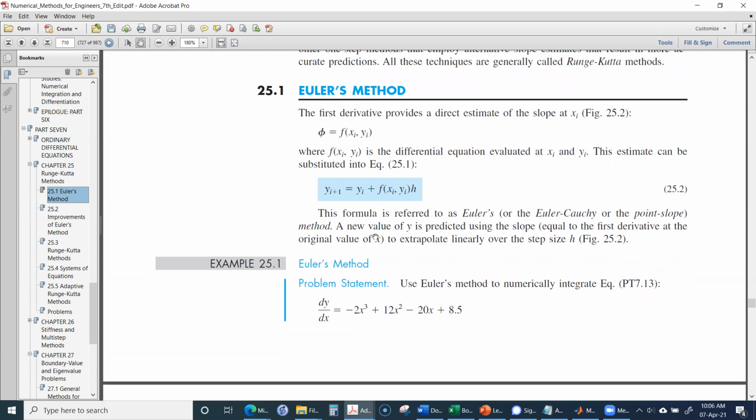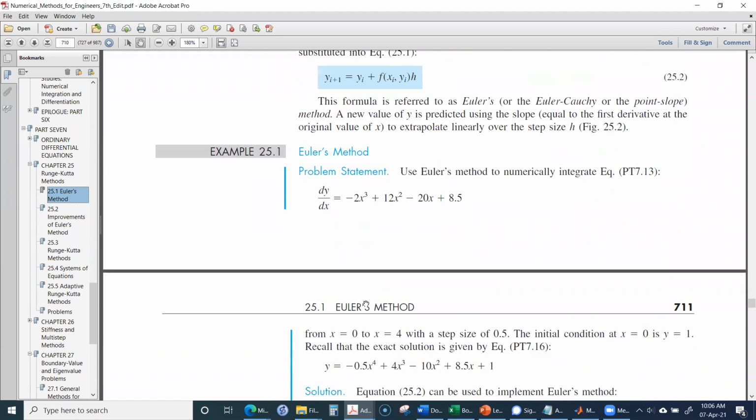A new value of y is predicted using the slope equal to the first derivative at the original value of x to extrapolate linearly over the step size of h. So this is simply the method given by Euler for the numerical solution of an ordinary differential equation.